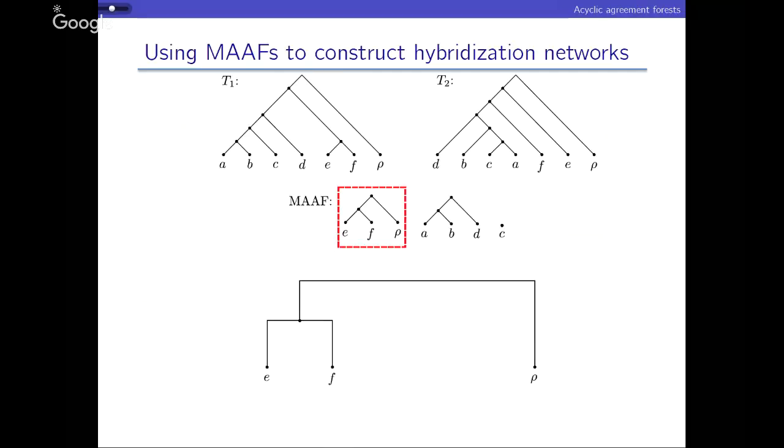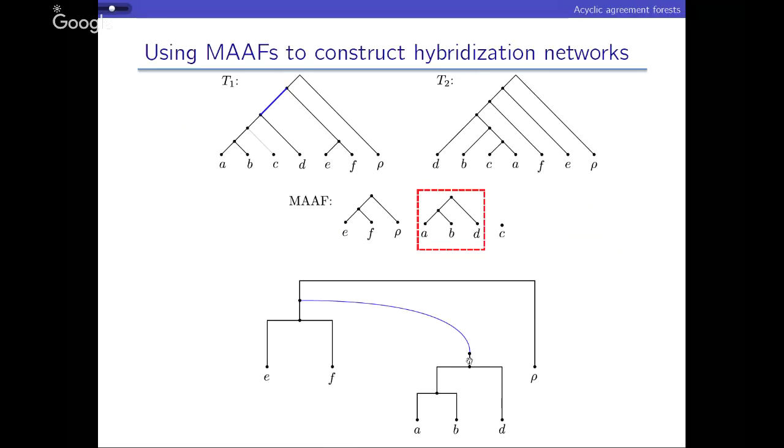So how do we do that? We start with the component that has the rho. The rho is a placeholder for the root. And then we add the second component, and we attach it such that the topology of the first tree is satisfied. So here you see that the sister clade of ABD is EF, and this is why we added this edge. And then we add an edge to satisfy the topology of the second tree. So here we have the same component, and the sister clade this time is F. This is why we got this edge. And we continue adding the components to the network, and we get at the end, by gluing together the MAF, a hybridization network for the two trees.